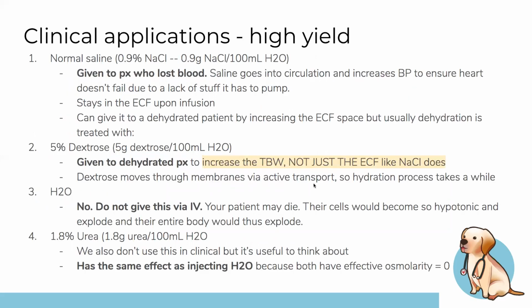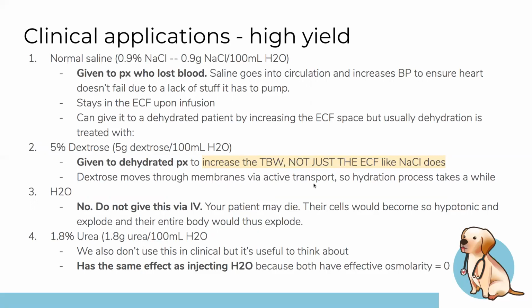So clinical applications. So we've been talking about 0.9% NaCl, normal saline. So that's given to patients who've lost blood. So it stays in the extracellular fluid when you infuse it, and you can give it to dehydrated patients, but generally you treat dehydration by giving 5% dextrose because it increases the total body water and not just the ECF.